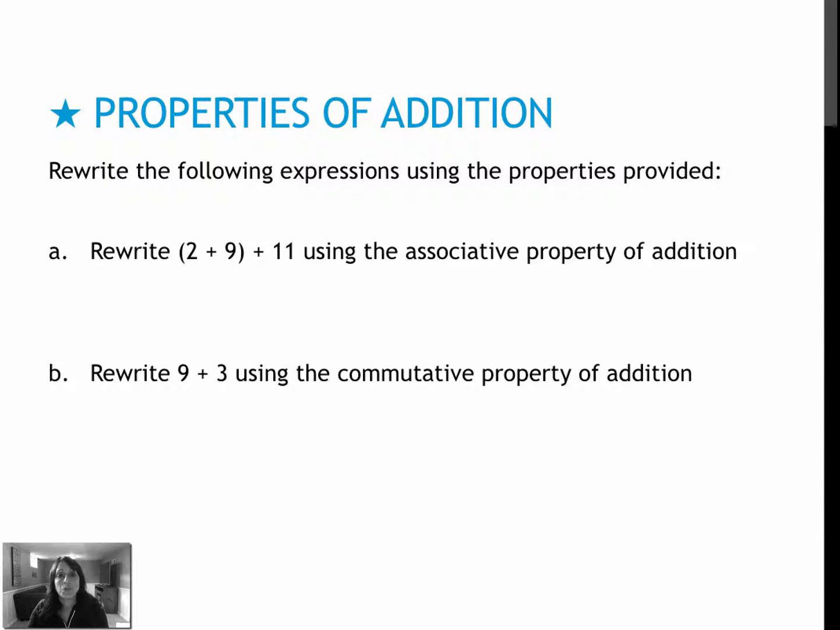Here are a couple for you to try on your own, so press play and see how you did. For my first one, I'm using the associative property again. I'm going to leave 2 and 9 and 11 in the same order, but notice 2 and 9 are grouped in the first part, so I'm going to group 9 and 11. And my second example, 9 plus 3 using the commutative property, 3 plus 9. I'm just changing the order.